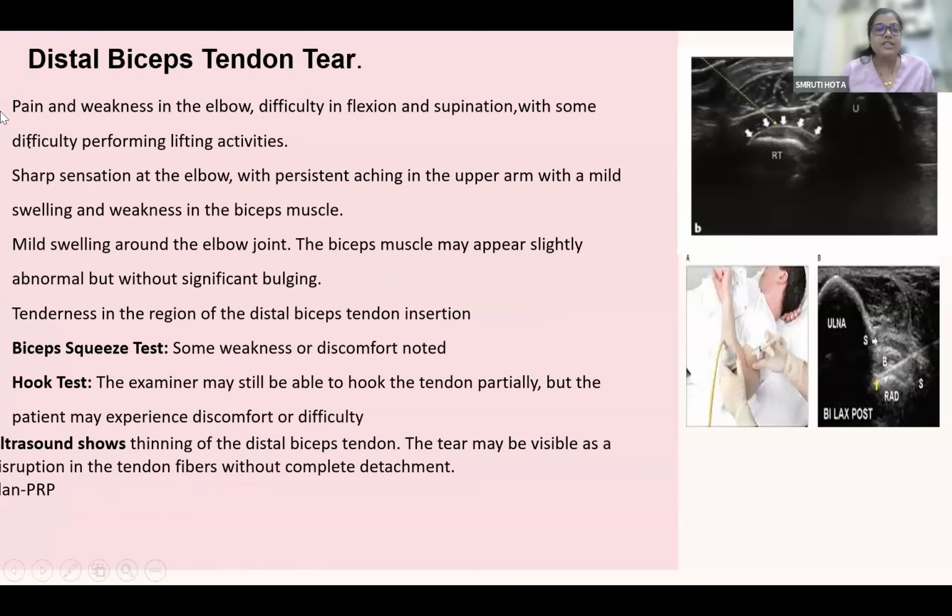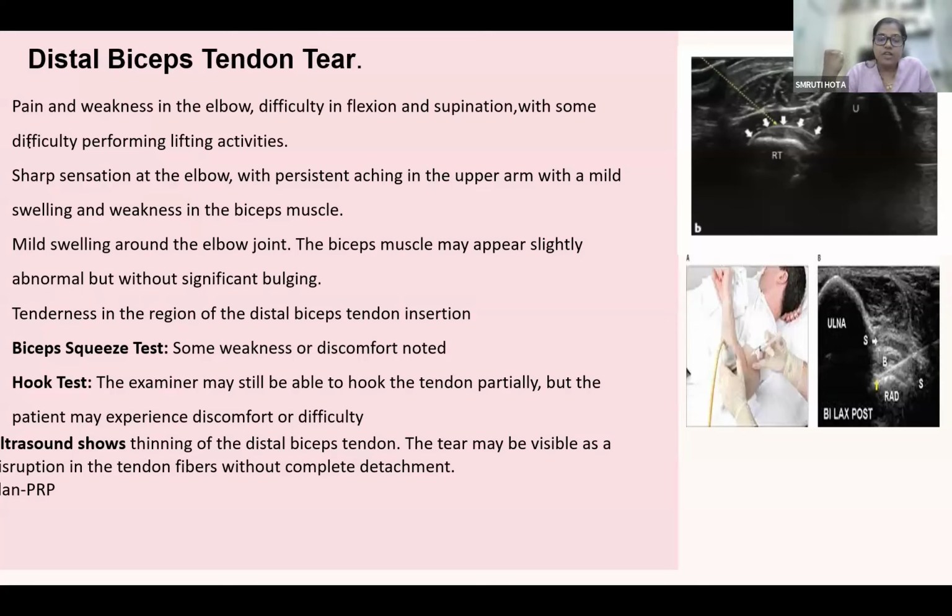pathology of the elbow is distal biceps tendon tear. Here in the distal biceps tendon, there is pain and weakness in the elbow. The patient will find difficulty in flexion and supination, and will be unable to lift objects. There will be a sharp sensation in the elbow with persistent aching in the upper arm. Sometimes the patient will say there is a swelling in my upper arm and there is weakness in the biceps. Whatever activity the biceps muscle does, there is weakness in that activity.